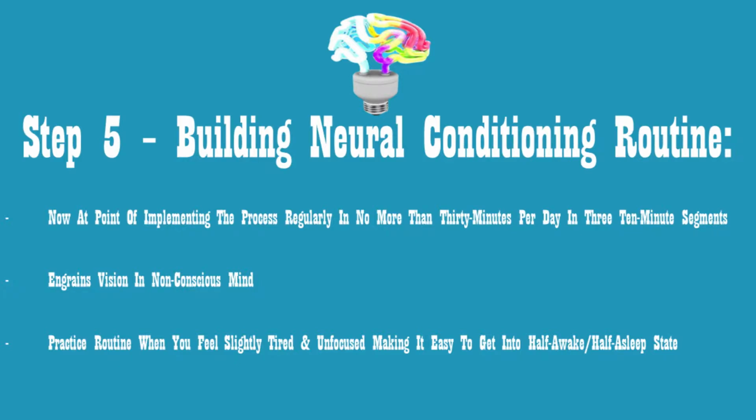So all the prior steps were really just to prepare for this point, and we're now at the point where we can implement the process. And you can do so with no more than 30 minutes a day, in 3 10-minute segments. And by going through this process, you're really going to ingrain your vision into your non-conscious mind. So as you go through the routine 3 times a day, those 3 times during the day should be roughly around the same time every day.